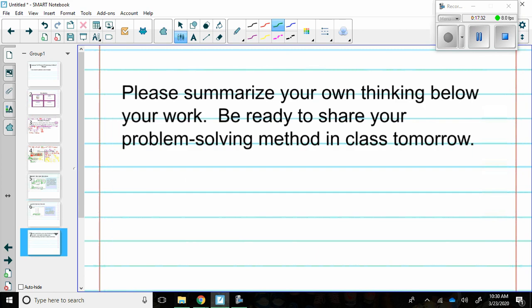Next, I want you to summarize your own thinking and write it in your notebook. Summarize questions you may still have. You can ask me or someone at home. Summarize your work, or what may have been easy, what may have been hard, where you may have gotten tripped up that you need to further learn. And be ready to share.